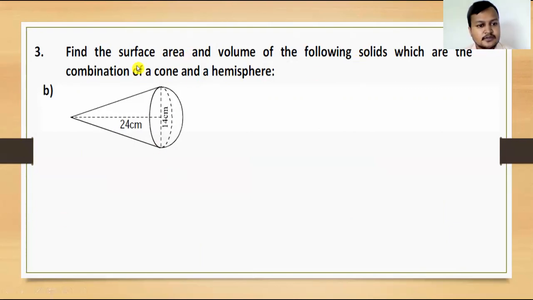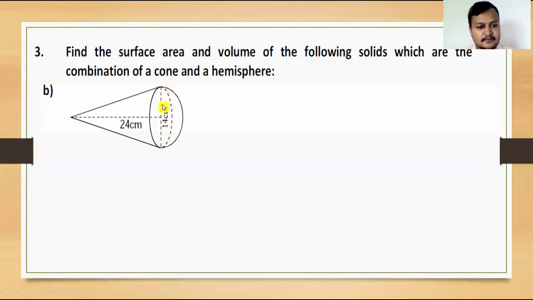Here we know the formula of curved surface area of cone as well as curved surface area of hemisphere. If those both are added, it becomes the surface area of this solid. Similarly, to find out the volume, find out volume of cone plus volume of hemisphere. So that is the process. And to find out those values, that means curved surface area as well as the volume, we need its radius as well as slant height of the cone. Radius is needed, slant height is also needed.